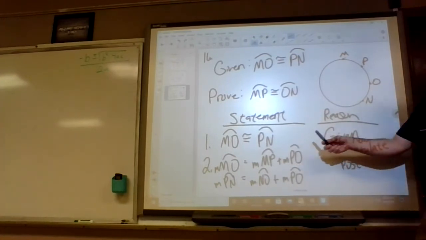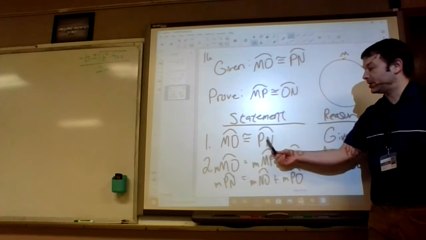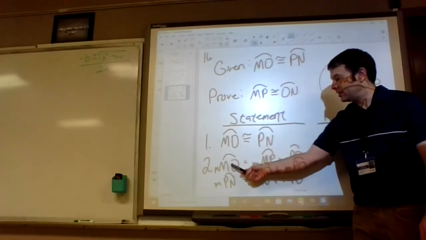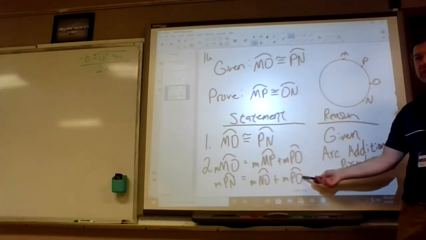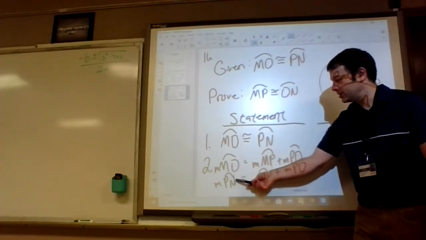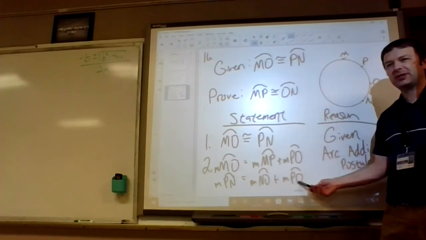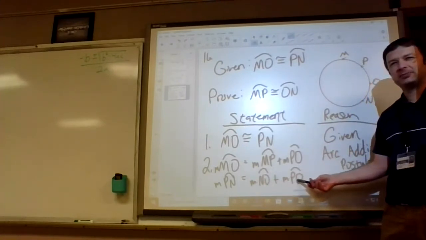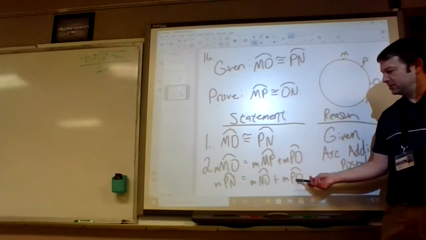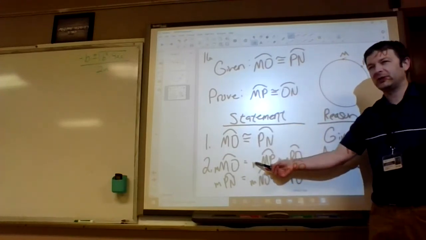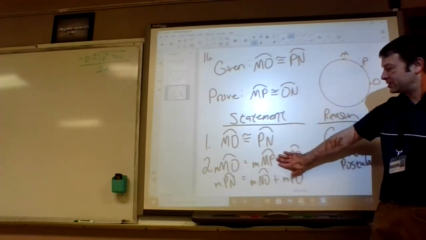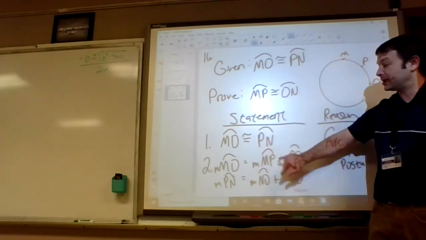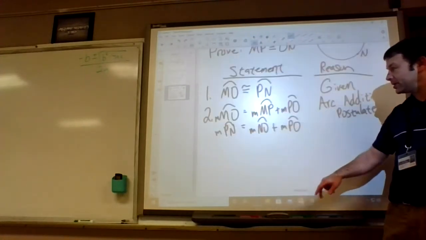Okay, here comes the magic trick. So we got MO and PN are the same, right? And if MO is all this stuff and PN is all this stuff, then what can I say about that? If these two are the same, then all this stuff must be the same as all this stuff, right? Do you guys know what that trick is called? It's like you can put this right there. Substitution, yeah, substitution. It's a major trick.